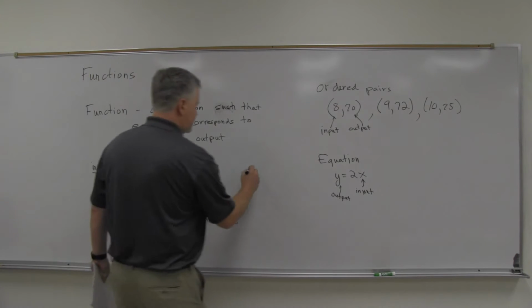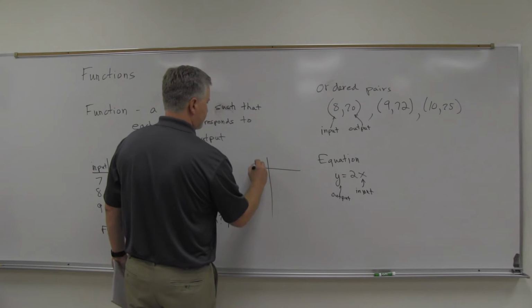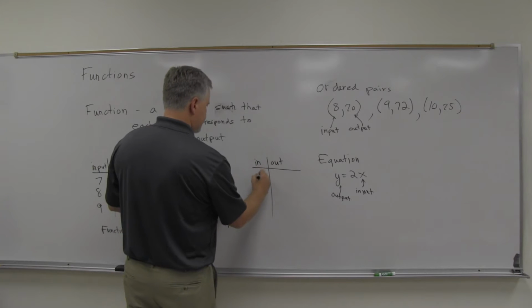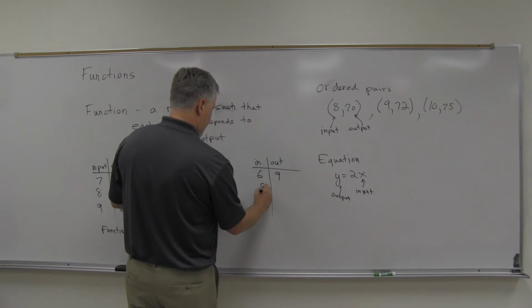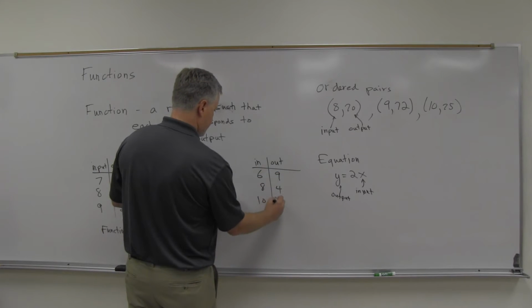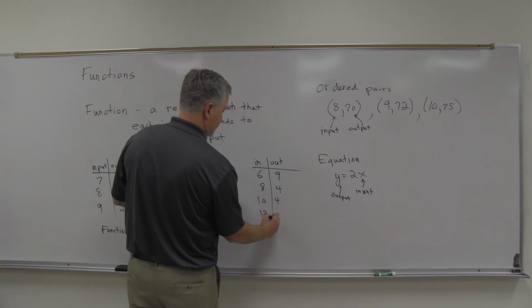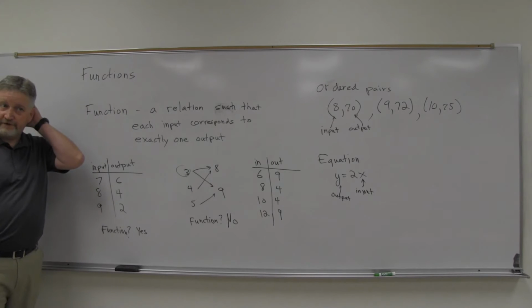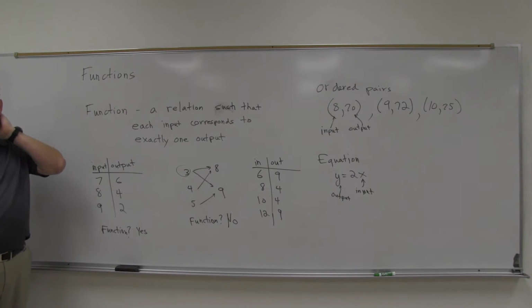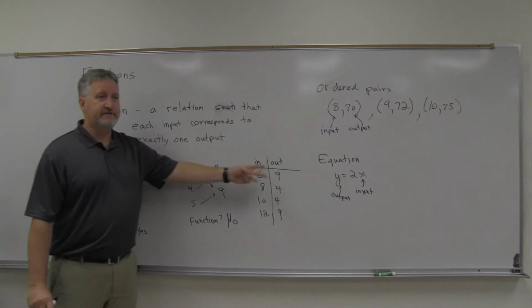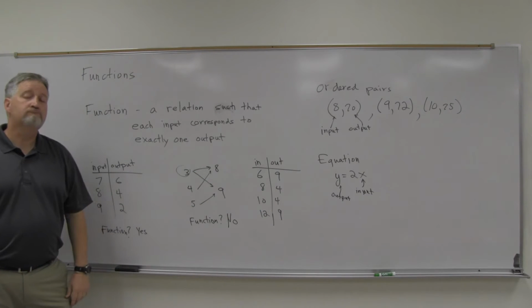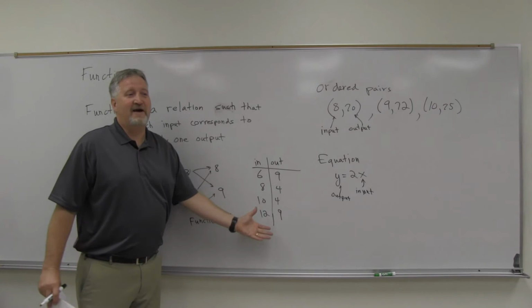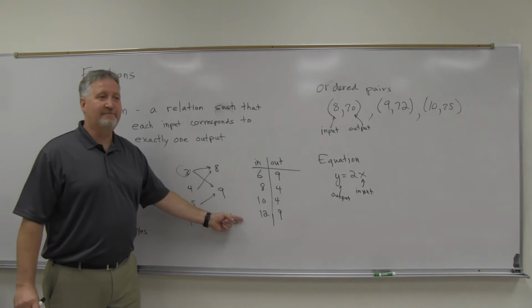Now what if I had this? Input and output, 6 goes with 9. 8 goes with 4, 10 goes with 4, and 12 goes with 9. What about that? Is that one a function? Is that one okay? Yes. I've got duplicate outputs, but only one of each. Yeah, that really doesn't matter, does it? It's what happens with the inputs, isn't it?